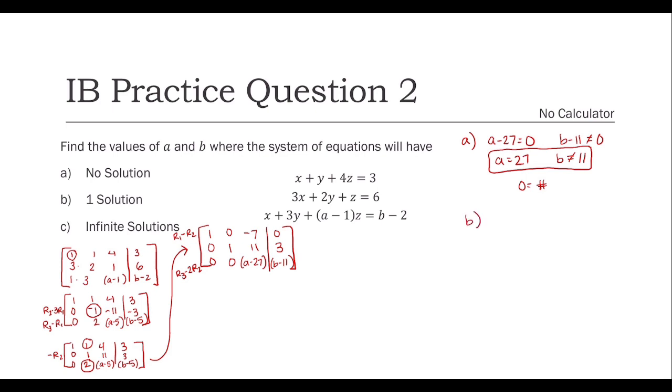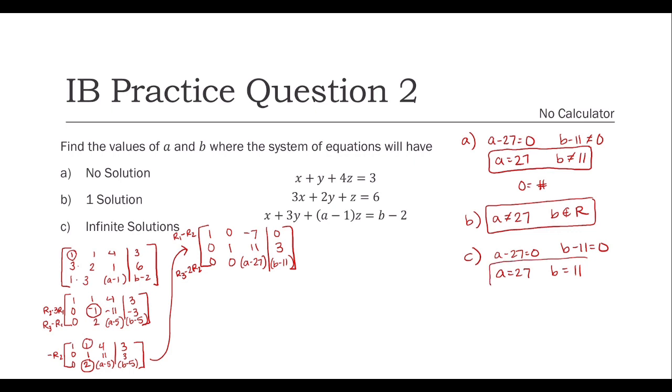For part B, we want one solution. So we'll have one solution if a equals anything but 27. As long as a doesn't equal 27, b just has to be any number. So b is any real number. So that's where you would have one solution. And then we'll have infinite solutions if our a minus 27 equals 0 and our b minus 11 equals 0. Because this means that z could be any value, so we'll have infinite solutions. So if a is 27 and b is 11, then we'll have infinite solutions.